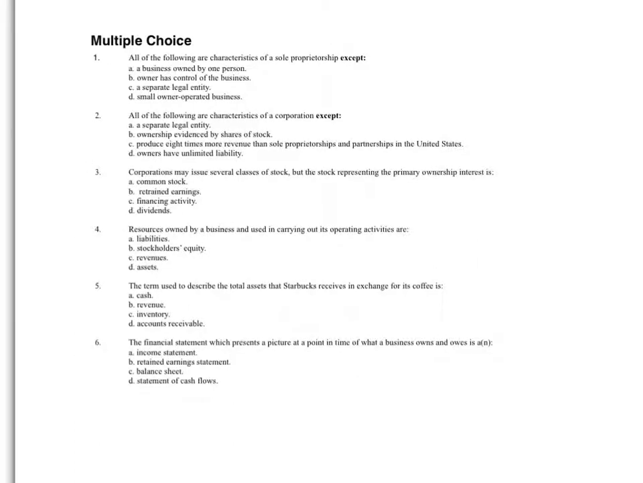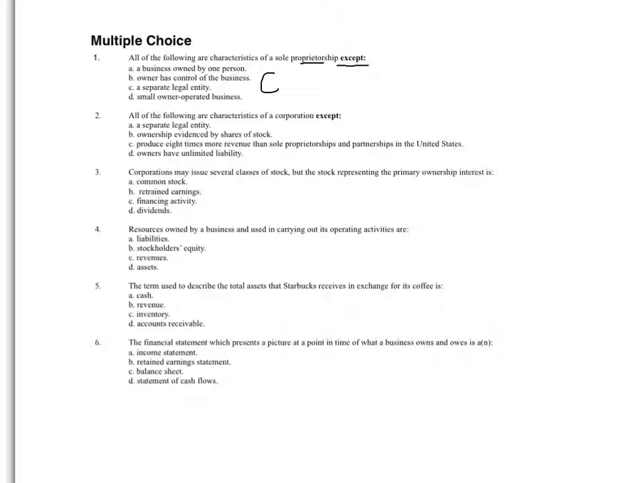Next, we have multiple choice questions. All of the following are characteristics of a sole proprietorship, except a business owned by one person. No, a corporation can be owned by one person. Owner has control of the business. Well, yeah, the owner could be a corporation and one person and have control. A separate legal entity? No, that's not what a sole proprietor is. So the answer here is C, small owner operated. Obviously, that could be a sole proprietor.